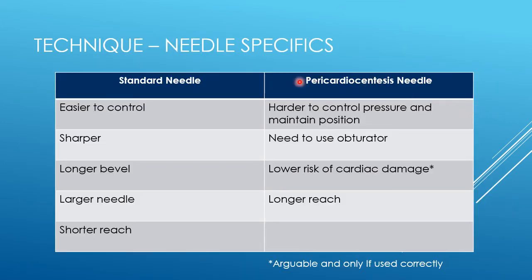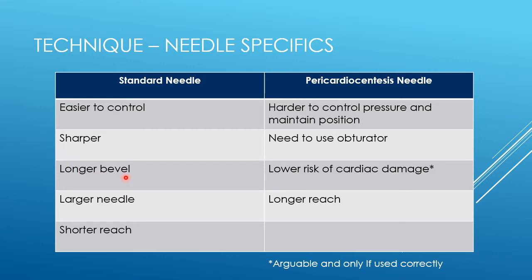Let's look at those in a little bit more detail. So I would say a standard needle is easier to control, and that is a very important benefit if you don't do many pericardiocentesis procedures. It feels sharper because of the practical considerations of the shape of the tip.